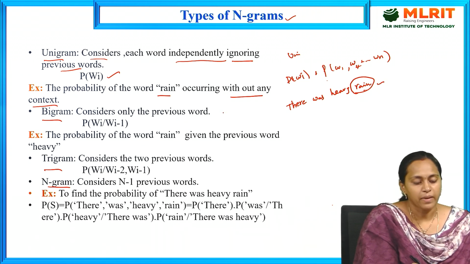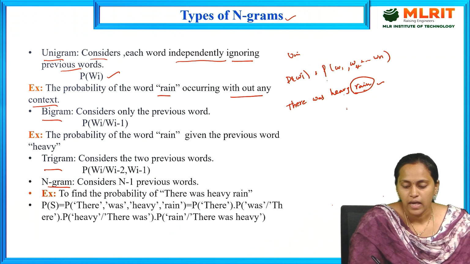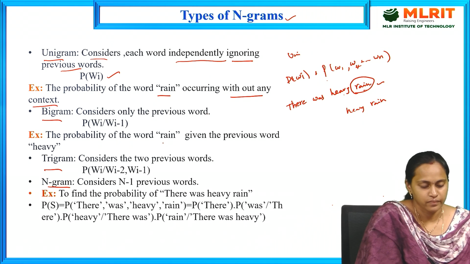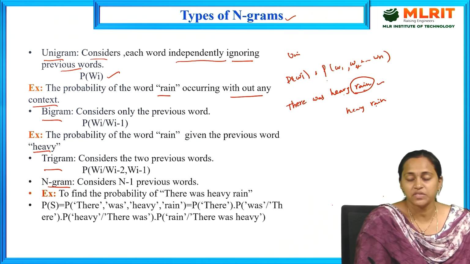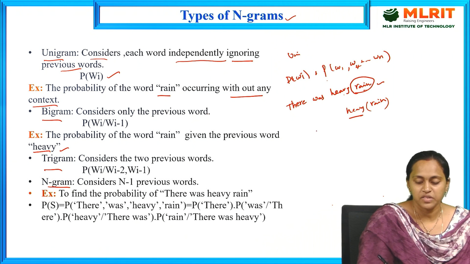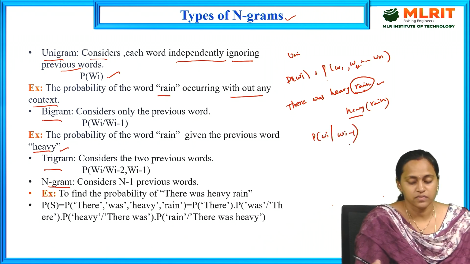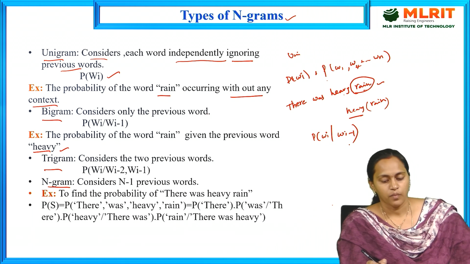Coming to the bigram, it takes the previous word also. That means heavy rain. What is the previous word for rain? Heavy. The formula is probability of wi given wi minus 1. This is the bigram model.